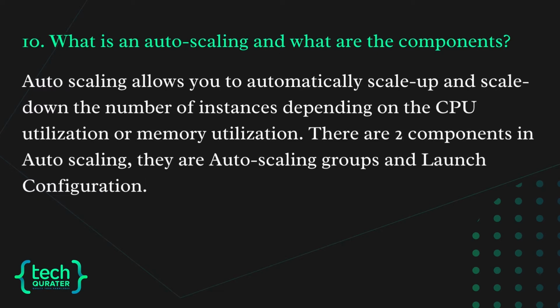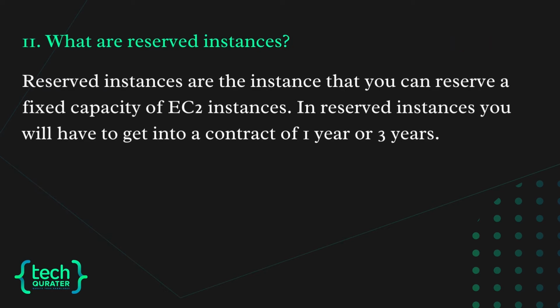What is autoscaling and what are the components? Autoscaling allows you to automatically scale up and scale down the number of instances, depending on the CPU utilization or memory utilization. There are two components in autoscaling, they are autoscaling groups and launch configuration. What are reserved instances? Reserved instances are the instances for which you can reserve a fixed capacity of EC2 instances. In reserved instances, you will have to get into a contract of 1 year or 3 years.